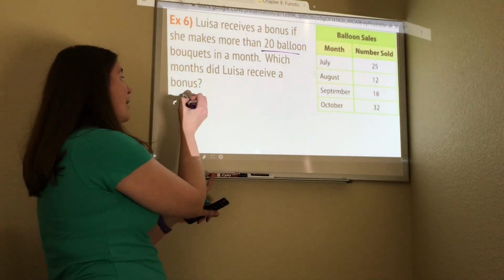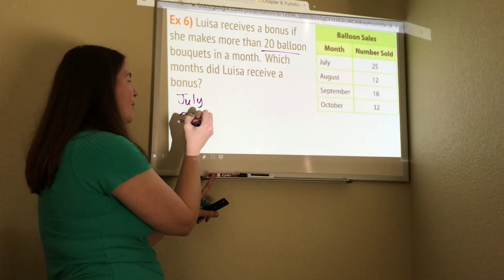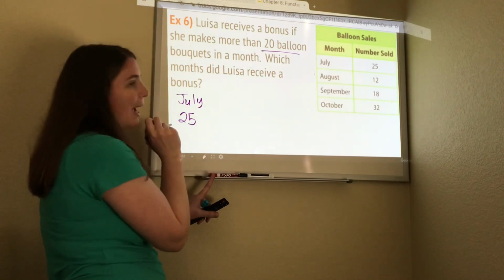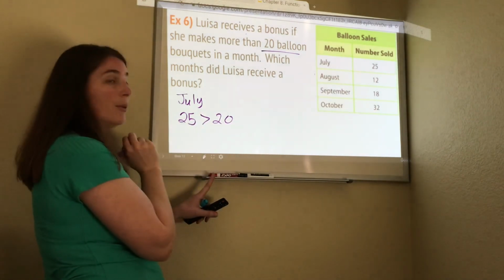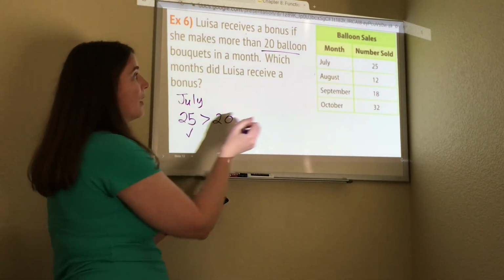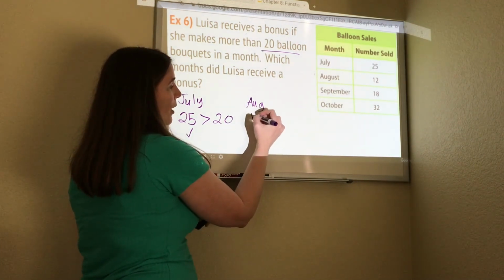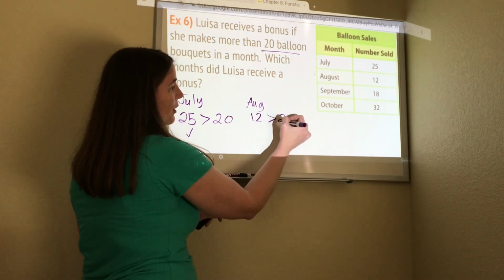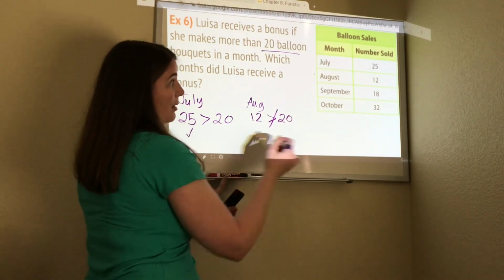So I'm going to go ahead and do one for each. In July she sold 25, and then we have to have it greater than 20. Is this true? Is 25 greater than 20? Yes. Okay, so August, she sold 12. Is 12 greater than 20? No, it's not. So not August.